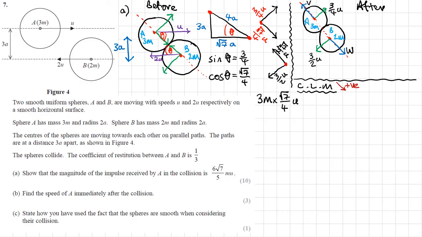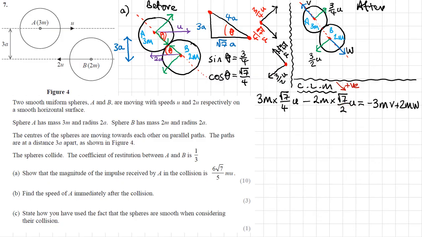Now I'm going to look at the conservation of linear momentum. I'm taking this direction, down and to the right, as positive. Starting with the momentum of A before the collision, that'll be 3m times its velocity here, which is root 7 over 4 u. Then the momentum of B before the collision: this is going in the opposite direction to my positive, so it's going to be negative. Again, it's its mass 2m times its velocity, which is root 7 over 2 u.